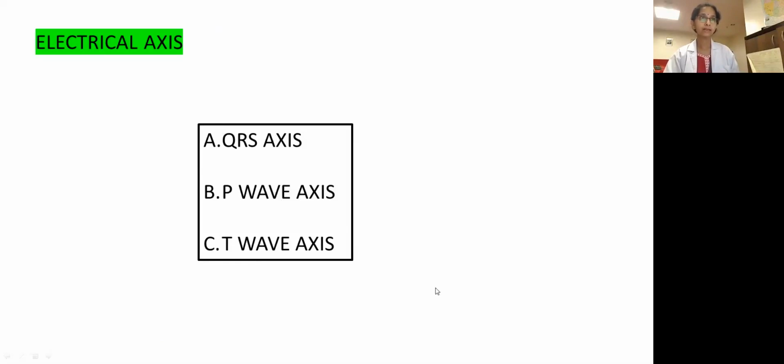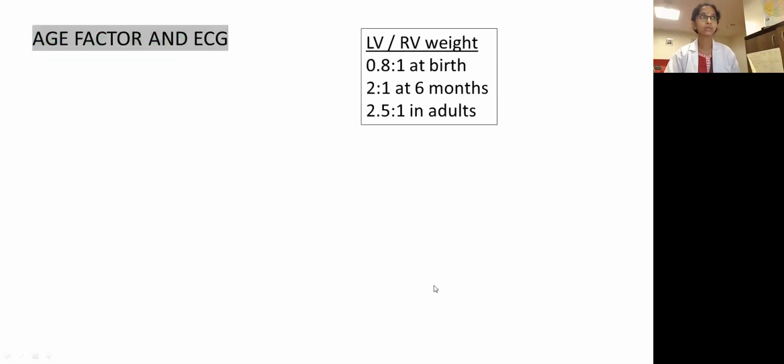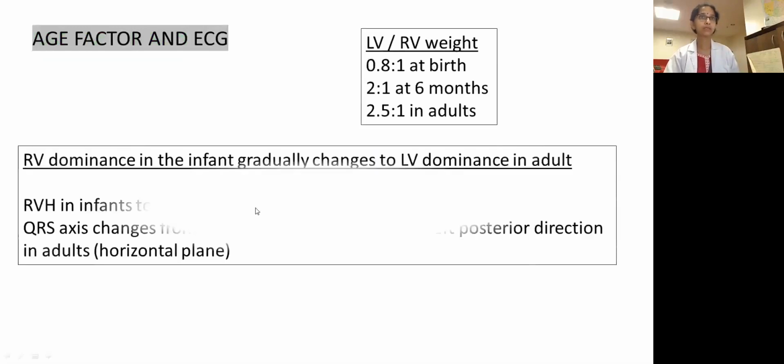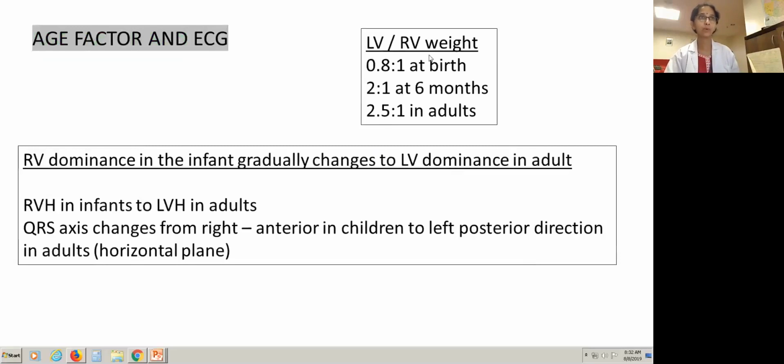Now, before we start understanding the axis calculation, we also need to know that every age has a different normal axis because the ventricular dominance is different. So when the baby is born, the RV is the dominant ventricle. To that extent that if we calculate the LV-RV ratio of its weight, it comes to 0.8:1, which slowly becomes 1:1 in a few weeks, and by 6 months it is 2:1. That means LV becomes much more dominant than the RV, and then in adults it continues the same way, where the LV-RV weight ratio stays at 2.5:1.